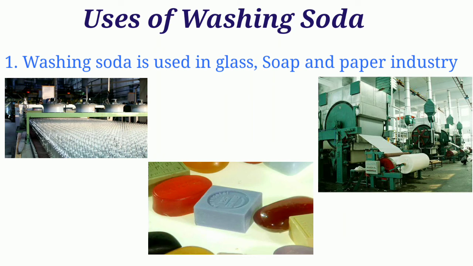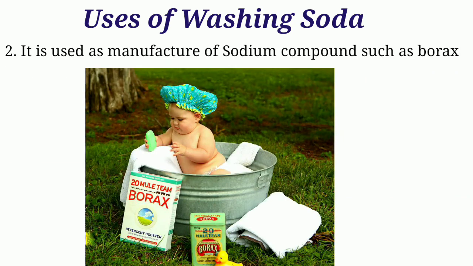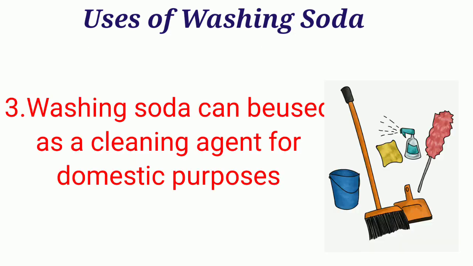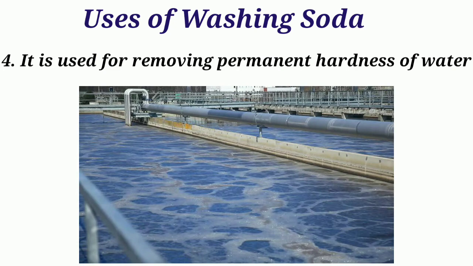Sodium carbonate, washing soda, is used in glass, soap and paper industries. Second, it is used in the manufacture of sodium compounds such as borax. Third, washing soda can be used as a cleaning agent for domestic purposes. Fourth, it is used for removing permanent hardness of water.